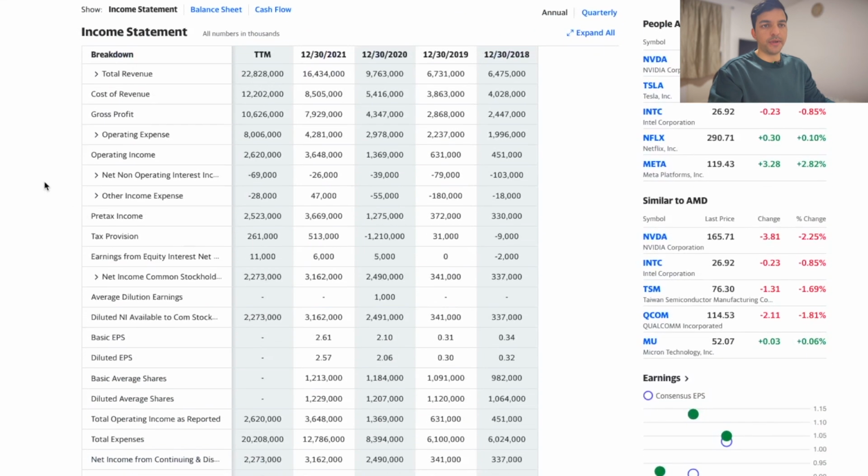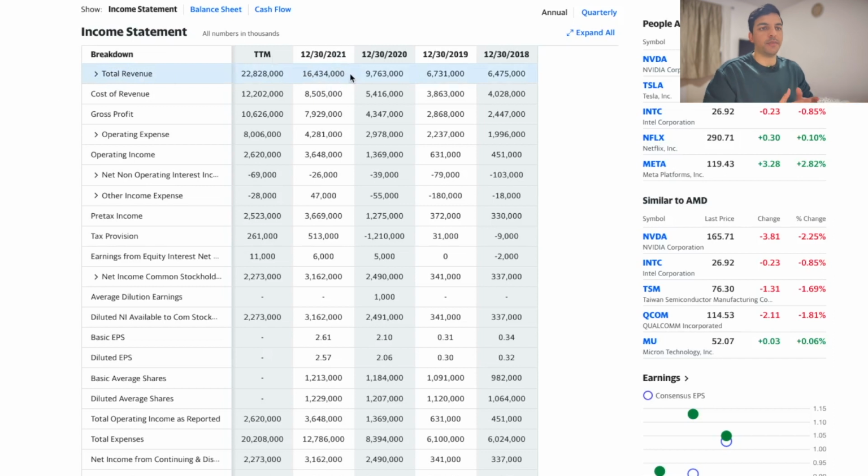Before we go through one by one, first I want to tell you that all those numbers are in thousands. So although it looks like 22 million, it's 22 million times 1,000, which means it's $22 billion. The last column is always the TTM, which stands for trailing 12 months, which means the last 12 months of company numbers. Here we will stick to 2021. The first is the total revenue.